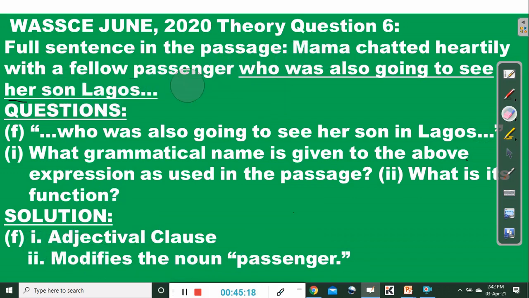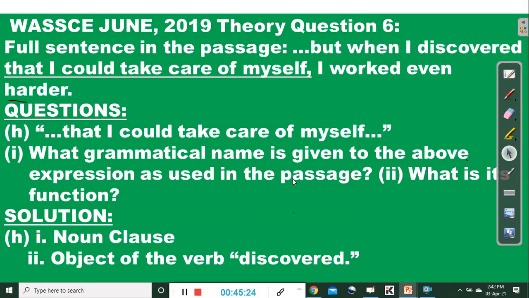Now let's go to the next past question, so that we can look at it, and that is West African Senior School Certificate Examination of June 2019. Theory question 6. If you pick the past question paper, you will see it exactly. When you go to the theory section, you will find number 6, which is the comprehension, and then within the passage you will find a particular expression where you will read, but when I discovered that I could take care of myself, I worked even harder.